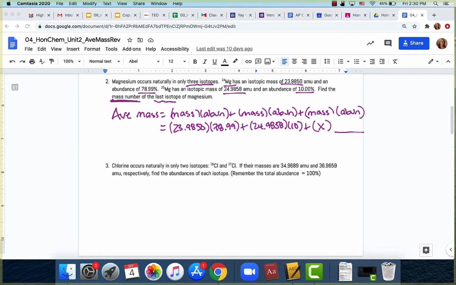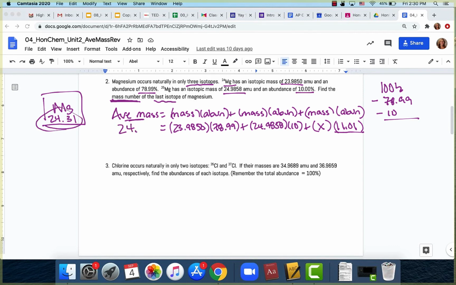To get the abundance of the third one, we know that all the abundances total 100. So if 100% is my total, I subtract out the 78.99, subtract out the 10, and that gives me 11.01% as the last abundance. So that's where that number comes from. The other number that's kind of confusing is where to get this mass number. This average atomic mass is the mass from the periodic table. So this number is what we're going to use as our average mass, 24.31.